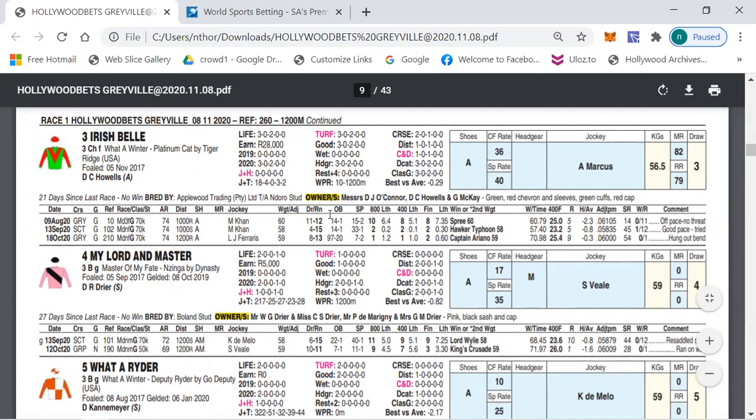So now today, it's drawn nicely at draw 3. It's got Anton Marcus on board, who currently has the highest percentage strike rate at Greyville. So definitely, I think Irish Bell is in with a huge chance.